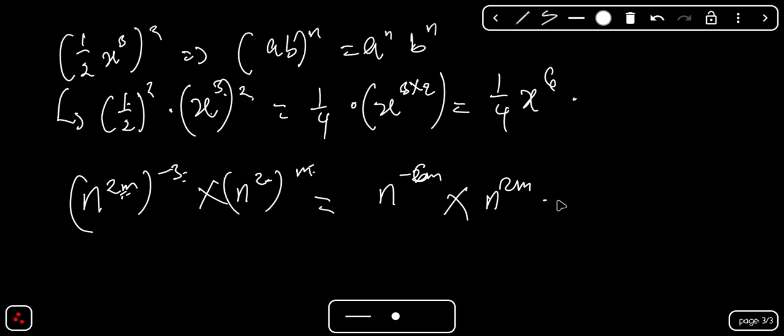Okay, so this will be equal to, you apply your rule, so that will be n raised to the power of minus 6m plus 2m, and minus 6m plus 2m will give us minus 4m. So we have n raised to the power of minus 4m, and we have the answer to that problem.